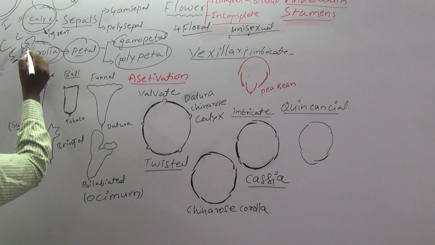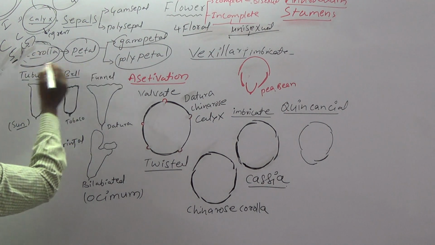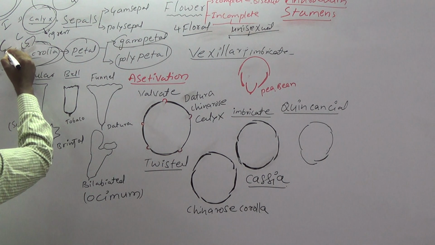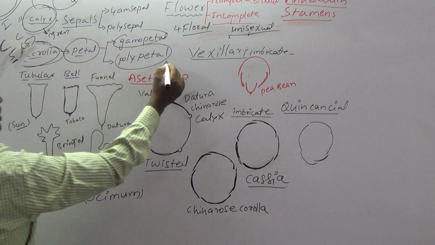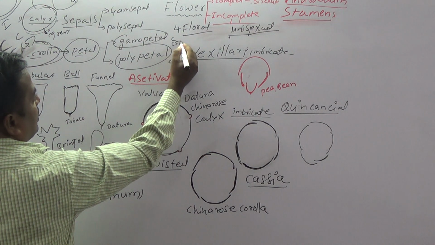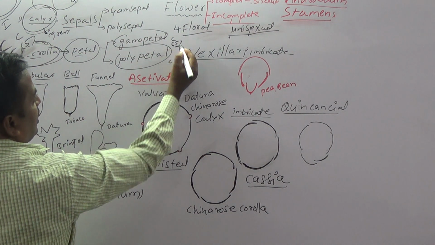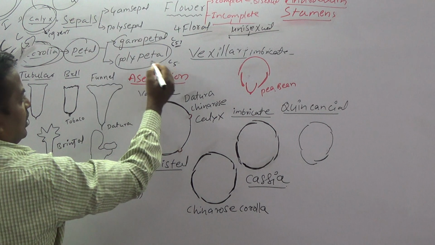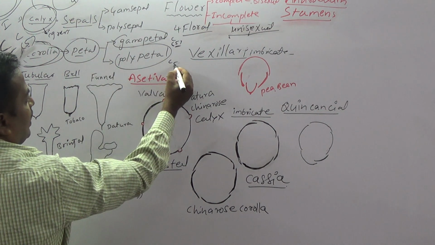How many petals? 5. If it is free, now this is the symbol of the polypetalous. Now this is the polypetalous, and now this is the gamopetalous. Gamopetalous is nothing but united petals. If all petals are free, it is C5 only.